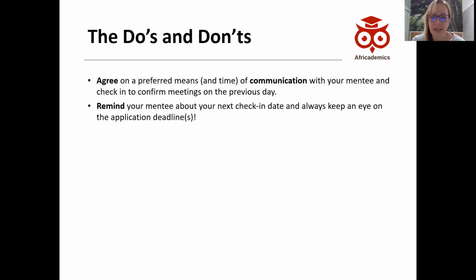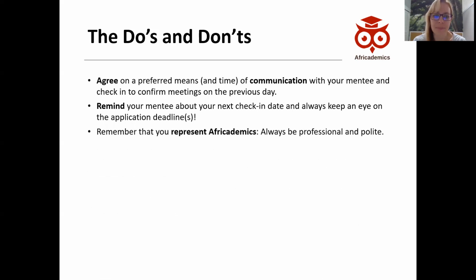Then, also at the end of your meetings, remind them about the next date on which you would be checking in with them. And even though obviously the applicants themselves are supposed to keep an eye on deadlines for the scholarships or universities they want to apply for, it's also always a good idea to check those every now and then, and to remind your mentee, hey, you really need to hurry up now. You only have 3 weeks left until the deadline, and you still need this and this and this and this document. Sometimes people also just need to be pushed a little bit in order to meet those deadlines.